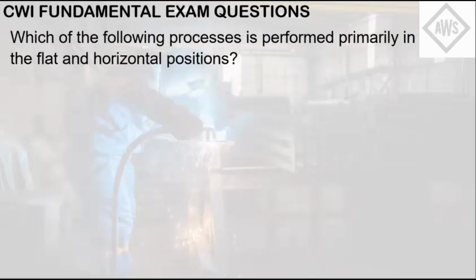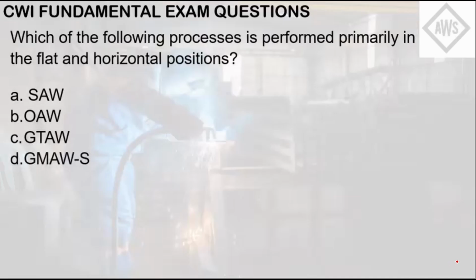Which of the following processes is performed primarily in the flat and horizontal positions? Letter A, SAW; letter B, OAW; letter C, GTAW; letter D, GMAW-S; or letter E, SW. If you're not familiar with the acronyms, letter A is submerged arc welding. OAW is oxyacetylene welding. C is gas tungsten arc welding. D is gas metal arc welding, short circuiting, and SW is stud welding. So of all the welding processes here, the only process that can be performed in a flat and horizontal position is submerged arc welding because of its bulky setup.